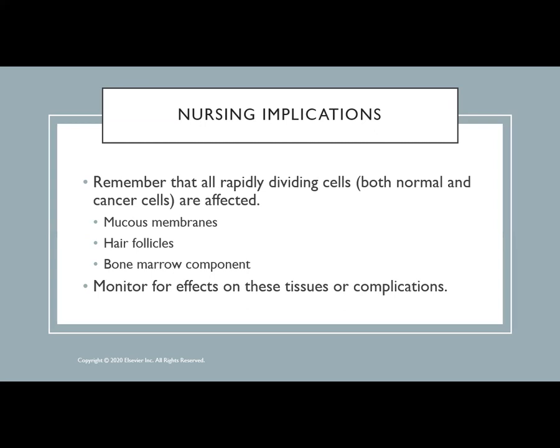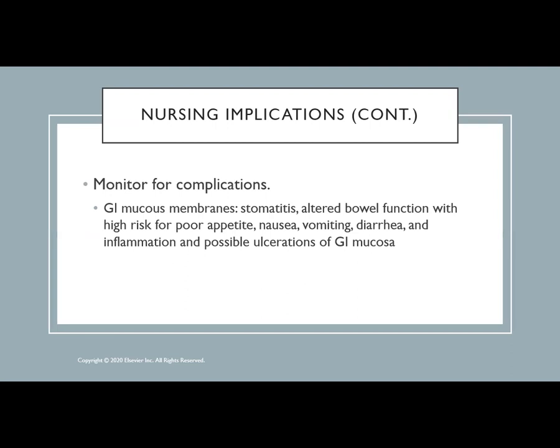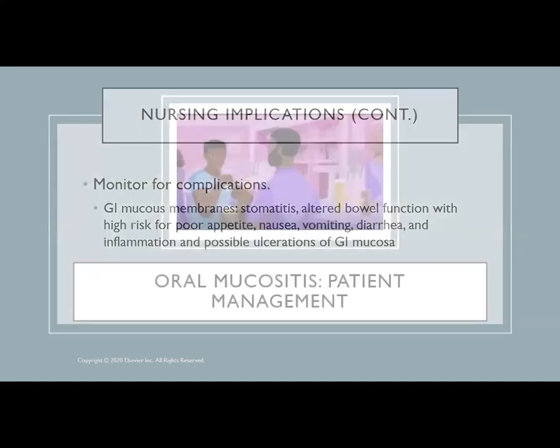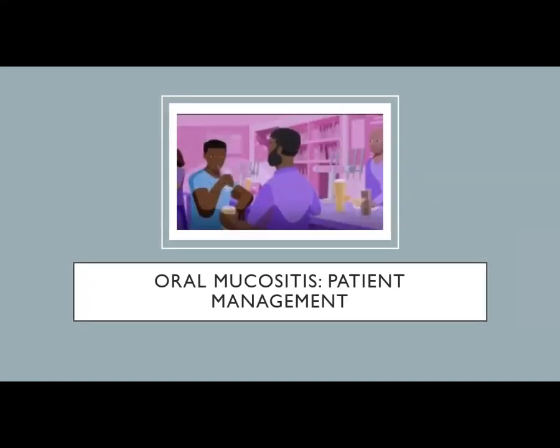Monitor for effects on these tissues or complications. So monitoring for complications, your GI mucous membranes, that's where I was talking about that stomatitis. You'll also see it called mucositis. Basically what that is, I've got a bunch of blisters all through my mouth. Altered bowel function with high risk for poor appetite, nausea, vomiting, diarrhea, inflammation, and possible ulcerations of the GI mucosa. So this video here is a helpful video where it shows things to avoid, because if you've got all this mucositis and all these blisters in your mouth, you don't really want to be taking in citrus with it for that stomatitis. So just being aware of that.